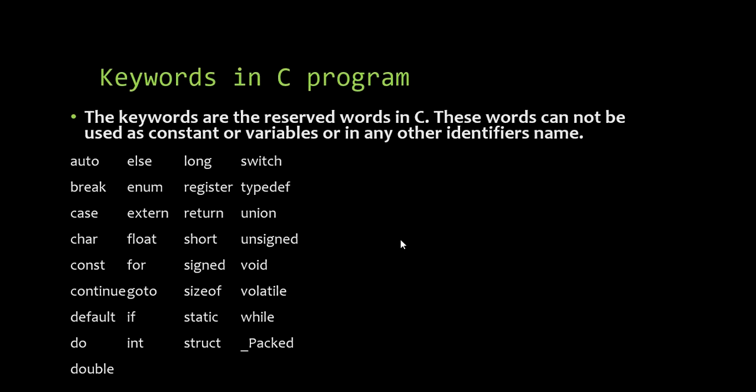While declaring a variable, identifier, function name, or any other constant, we should know that there are some keywords in C. These keywords are reserved words in C. These words cannot be used as a constant, a variable, or any other identifier name. Keywords like auto, else, long, int, double, continue, goto, sizeof, return, union. There are a lot of keywords that are reserved, and we cannot utilize them as our function name, variable name, or any other identifier.